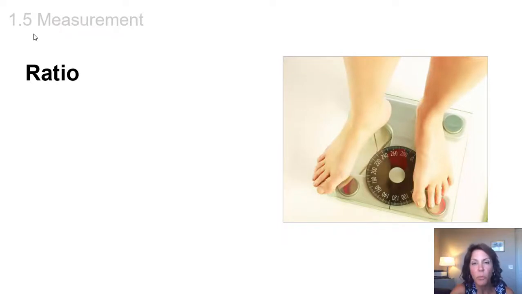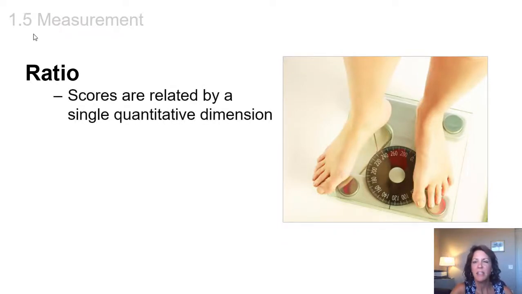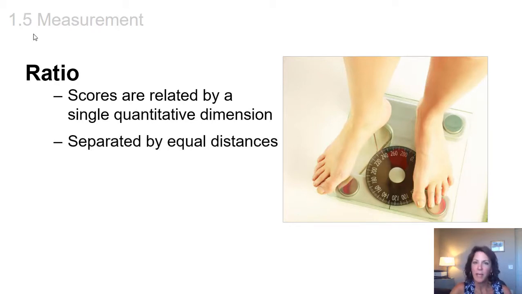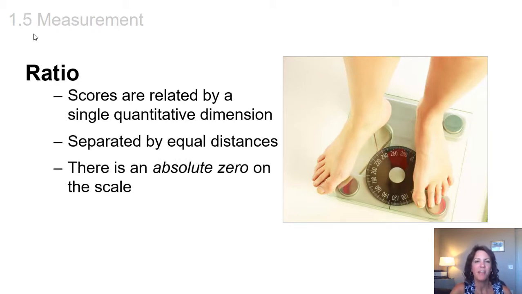The last scale is a ratio scale. And it's going to be similar to the interval scale, separated by equal distances. However, in a ratio scale, we actually do have an absolute zero. We didn't have an absolute zero with the temperature, but we do have an absolute zero on a ratio scale. And so because we have this absolute zero, we can do all sorts of math with it. So it's kind of fantastic.